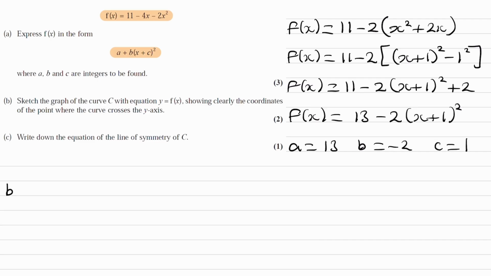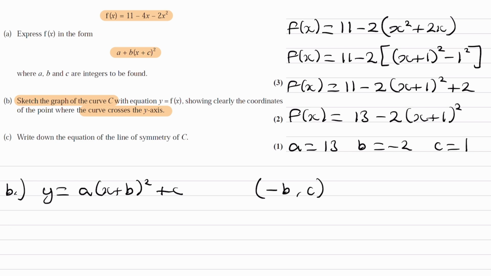And then for part b, we want to sketch the graph of the equation that we have above, and we want to state the coordinates where the curve crosses the y-axis. Okay, so if we have a quadratic in the form of a times x plus b squared plus c, the turning point of this quadratic is visible from the form that we have it in here. The turning point would be this number here times minus 1. That would be the x-coordinate, and the y-coordinate would be this, the plus c. So the turning point would be minus b, c.